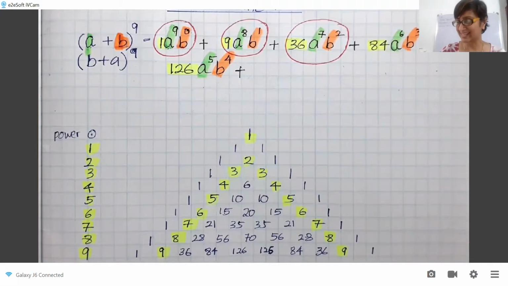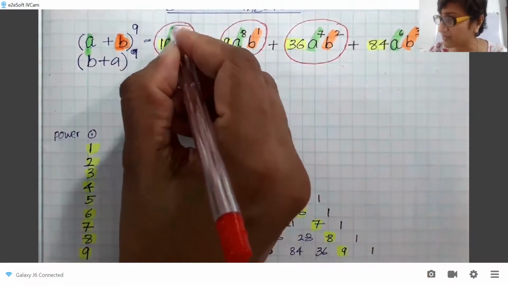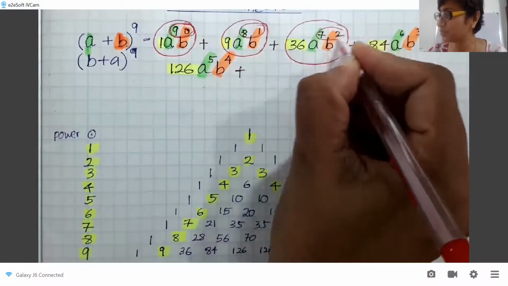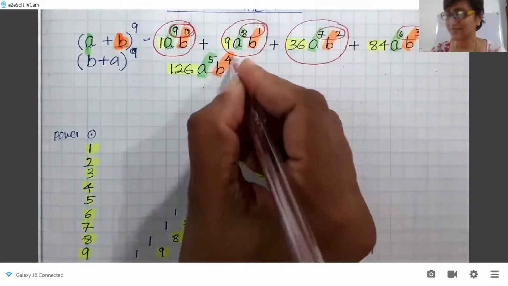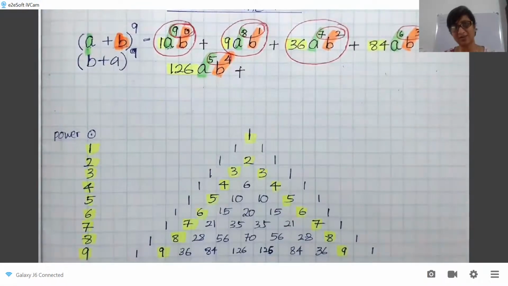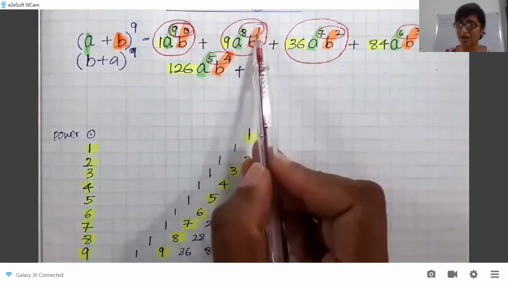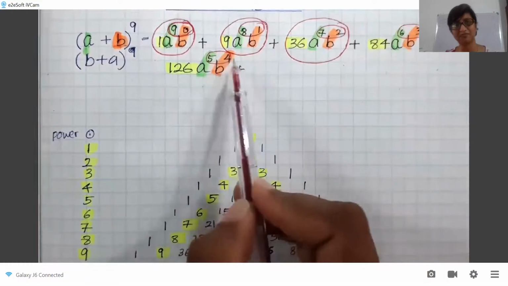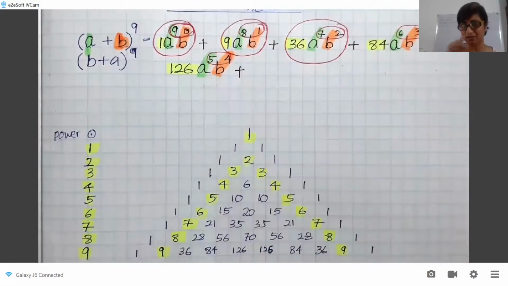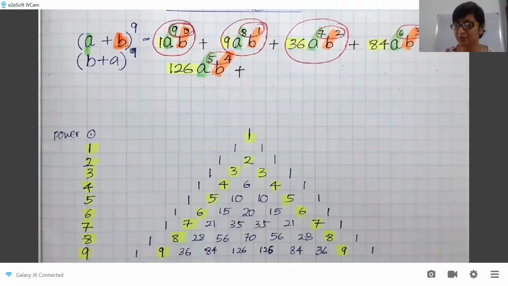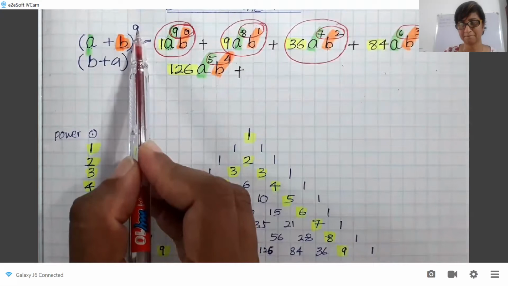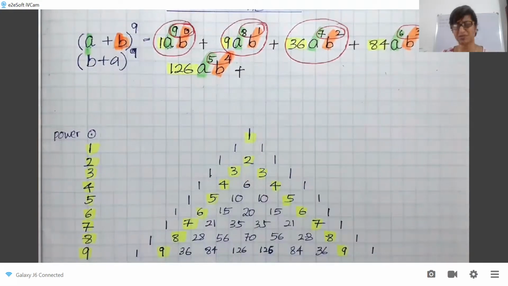And here's another thing. If you add the two powers in any term, what is it equal to? 9 and 0 is 9. 8 and 1 is 9. 7 and 2 is 9. 6 and 3 is 9. 5 and 4 is 9. The two powers of the two parts add up to the power number. Okay? Anything else? I'm just trying to point out everything that I'm seeing here.